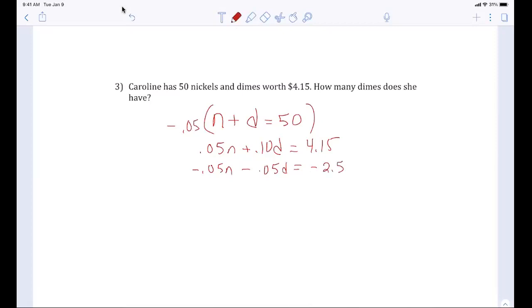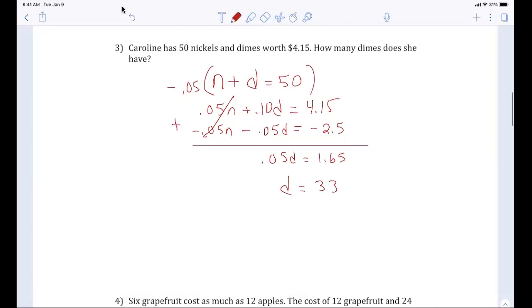And so now when you add that together, they cancel. So I end up with 0.05d equals 1.65. And so now d is equal to 33. 33 dimes. And then nickels has to be 17, because they add up to 50.